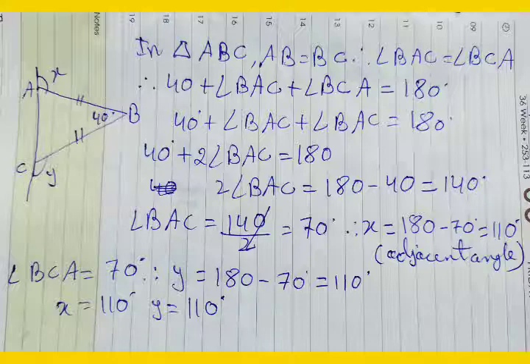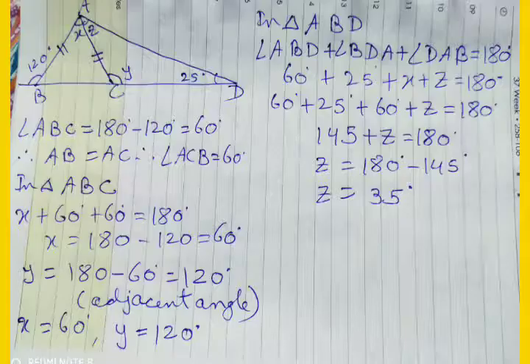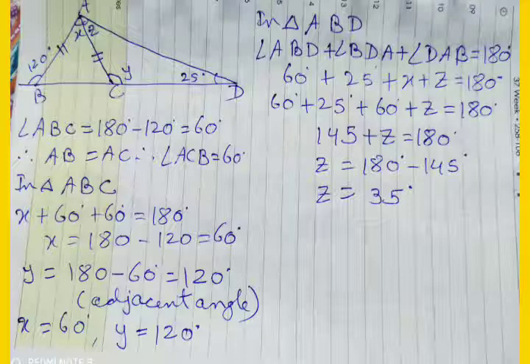Clear? Now next, again you name a triangle as I have done, ABCD. So in triangle ABD, first let's take this one, ABC we have to find out. So how will we find ABC? ABC is equal to 180 minus 120, which is equal to 60 degrees. The reason is adjacent angle. Again, AB is equal to AC, it is given, and angle ACB is equal to 60 degrees. Clear? Because the base angles are equal.